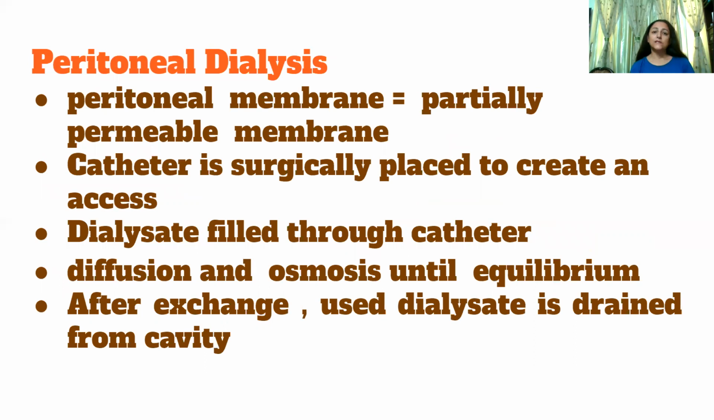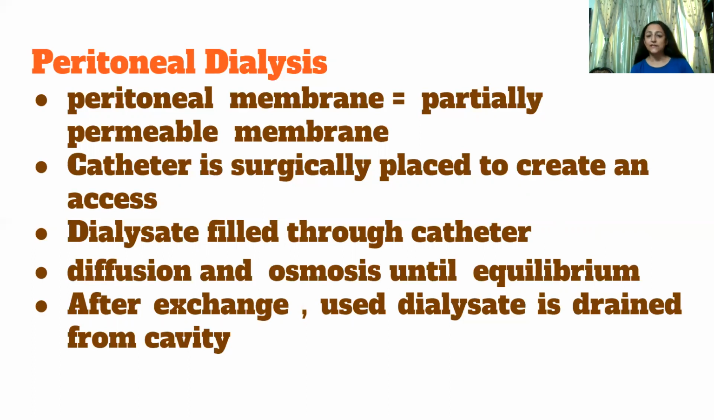Now coming to the second type of dialysis, known as peritoneal dialysis. Here the peritoneal membrane is a partially permeable membrane. A partially permeable membrane is a membrane which may permit a few things to pass, but may not allow others to pass. The peritoneal membrane is the membrane inside the peritoneal cavity of the patient.